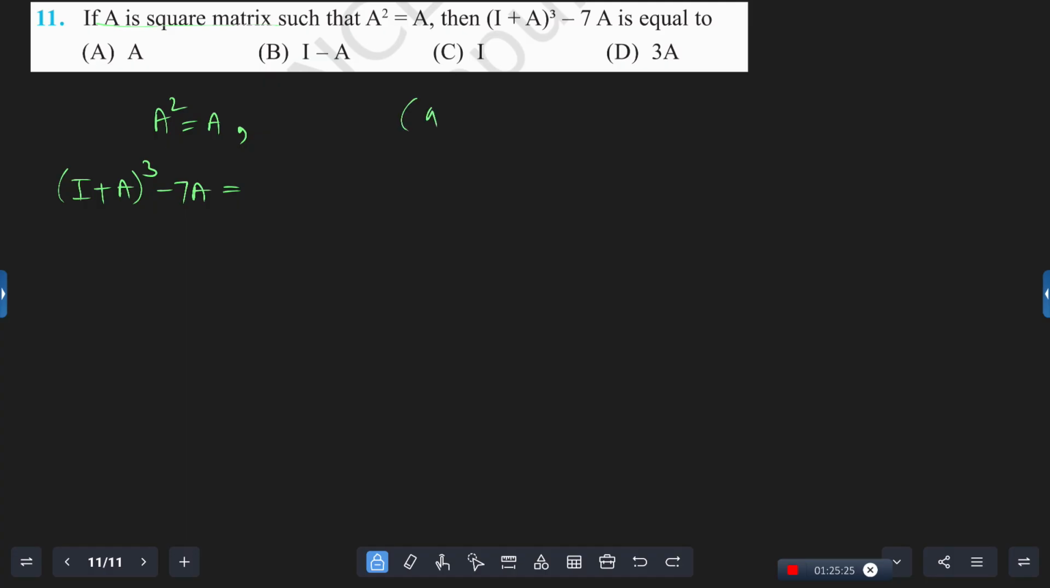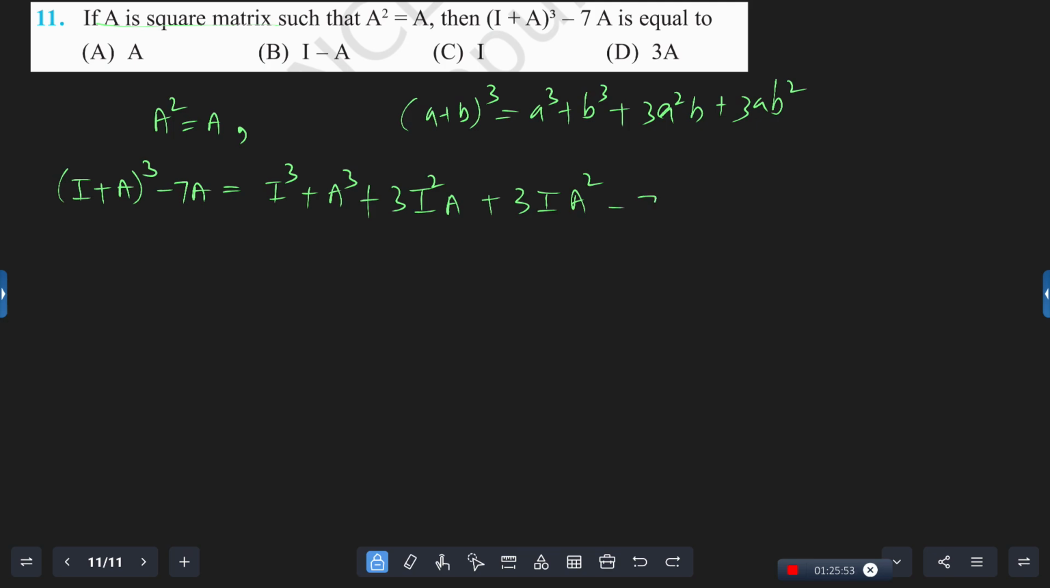Do you remember, children, the A plus B whole cube formula? A cube plus B cube plus 3 times A square B plus 3 times A B square, or 3AB you can take outside, that also you can write, not an issue. So here, as per that, I write I plus A whole cube as I cube plus A cube plus 3 times I square A plus 3 times I A square, minus 7 times A. This minus 7 times A I am writing at the end. Now simplify. I cube is I only, the identity matrix, whatever you do, same identity matrix.